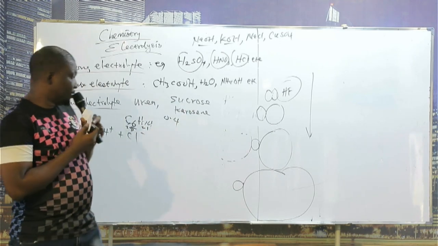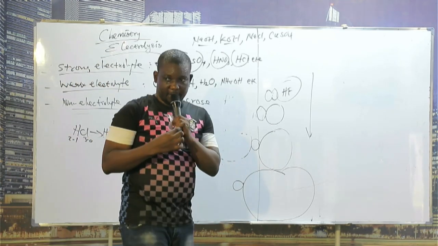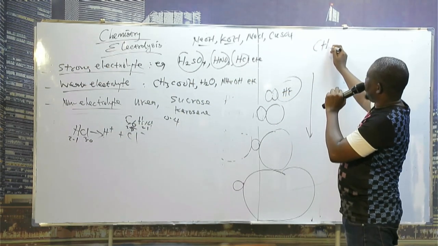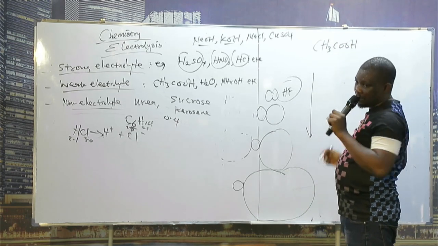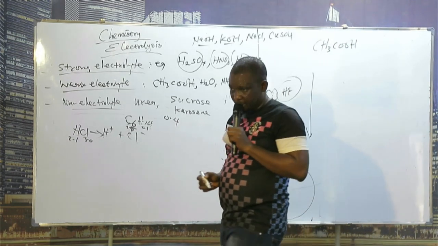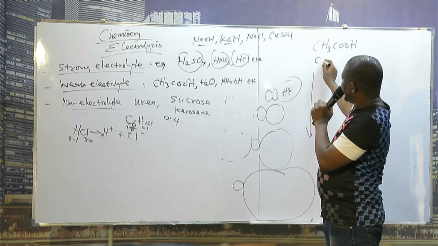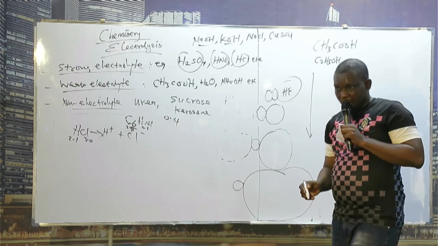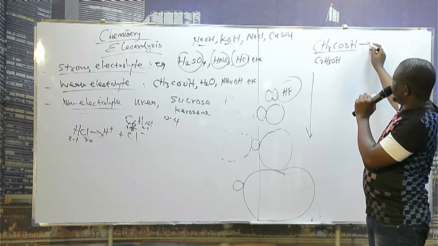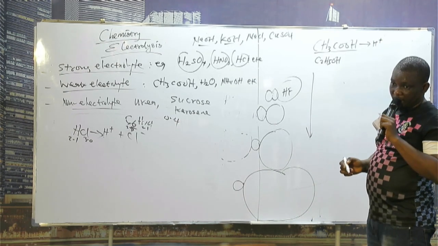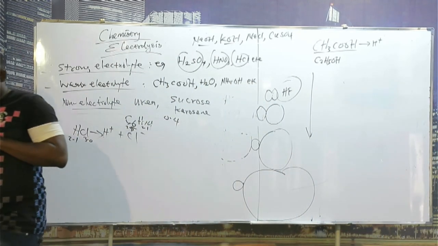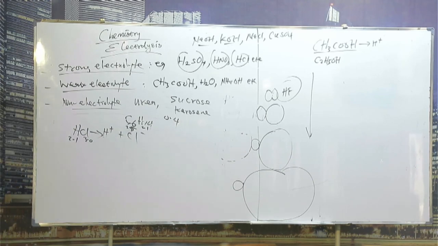It's a good question. What is this? Ethanoic acid. And what is this? Ethanol. An aqueous solution of this particular acid gives what? H plus. And that means this acid, is it monobasic or polybasic? Is it monobasic or dibasic or polybasic?